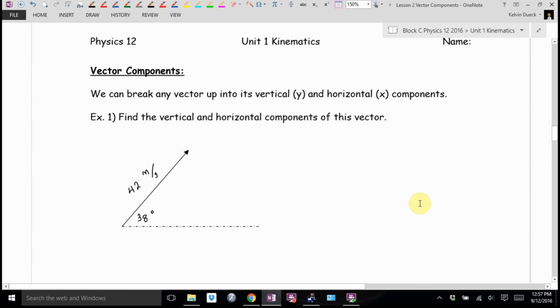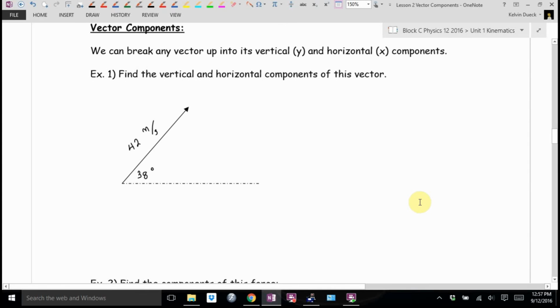Vector components. What we've spent so far, Matt, is I've given you two non-slanty lines and we've added them together to get a slanty line. I'm going to say we can do that backwards. I can give you the slanty line, you can give me the two originals it came from. The components. I snuck this into Physics 11 as well, a little bit. So we can break any vector up into its vertical, and I use the letter Y for vertical, and horizontal, and I use the letter X for horizontal, components.